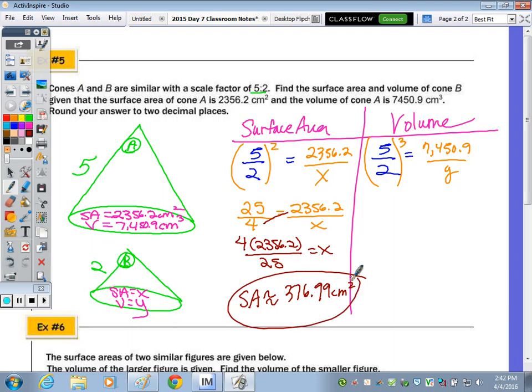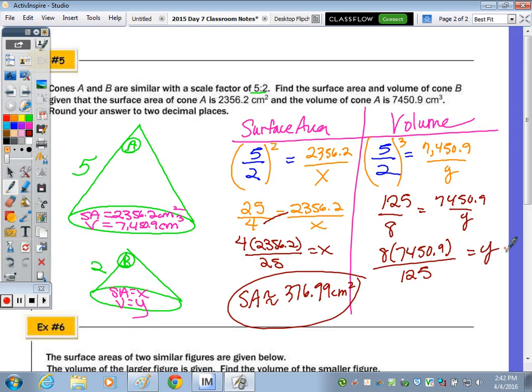5 cubed is 125. 2 cubed? 8. So 125 over 8 equals 7450.9 over y. So we do our cross product, so it's going to be 8 times 7450.9. Then divide it by 125, and that's going to give you y, or our volume. So our volume is going to be approximately what? Yep, 476.86 cubic centimeters.